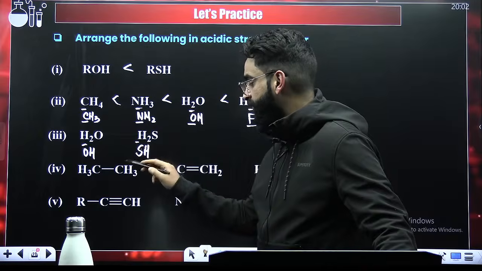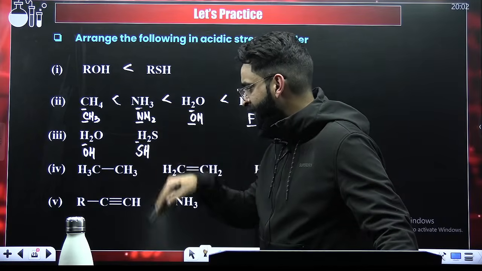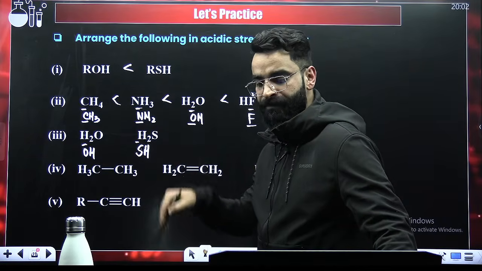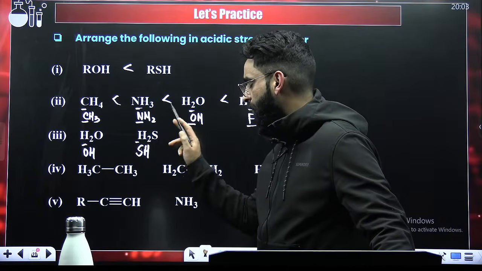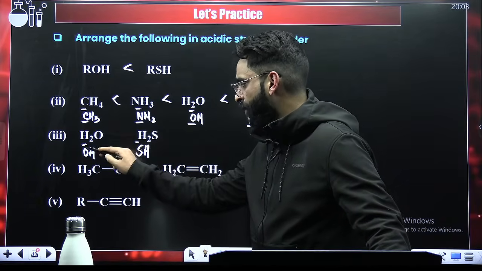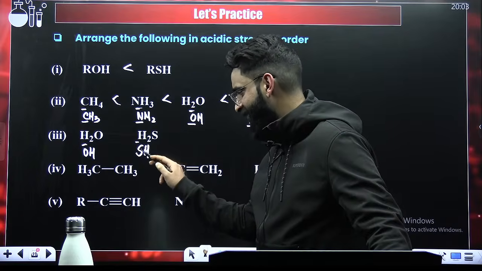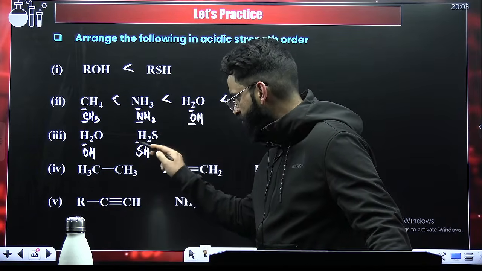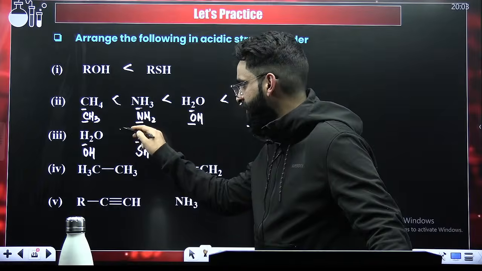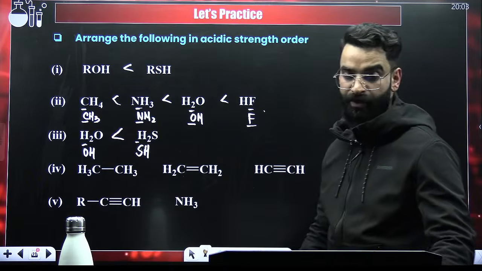Now oxygen and sulfur belong to the same group, and in the group, you talk in terms of VCD. Sulfur has more size than oxygen. The more the size, the lesser the VCD. The lesser the VCD, the more the stability. So this conjugate base is more stable, so its acid will be stronger. So H2S will be a stronger acid than H2O.